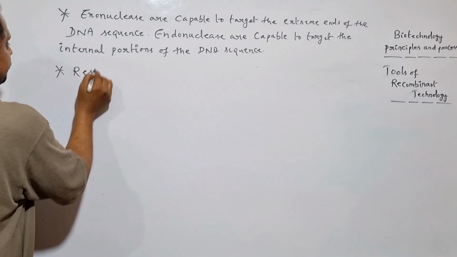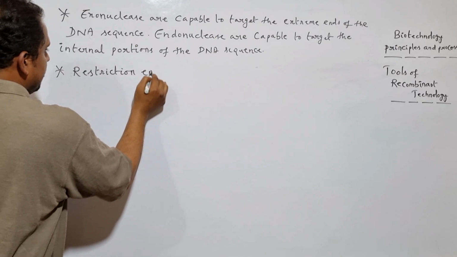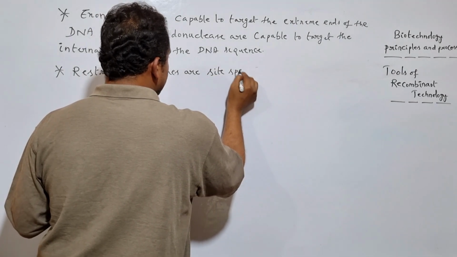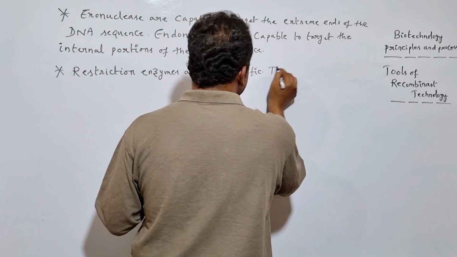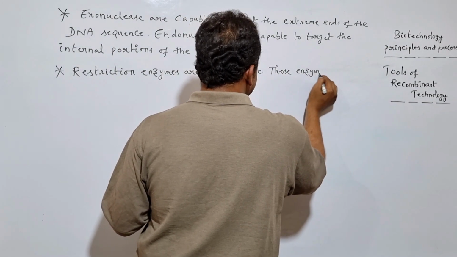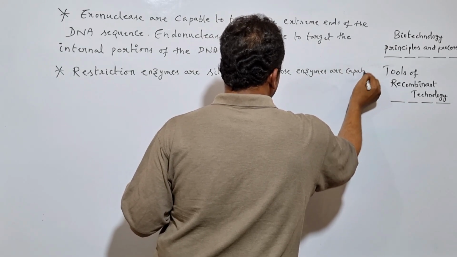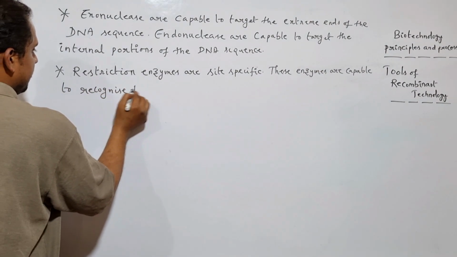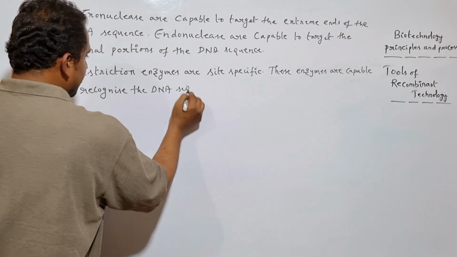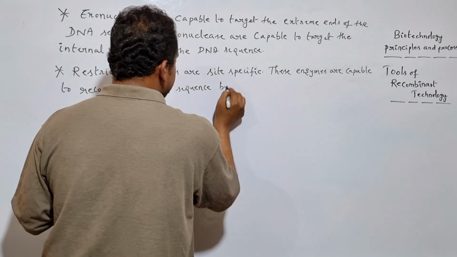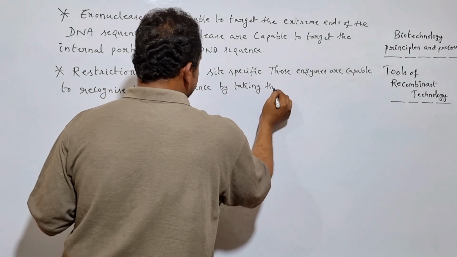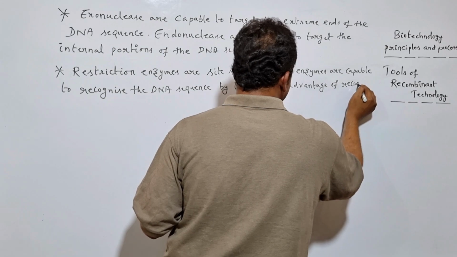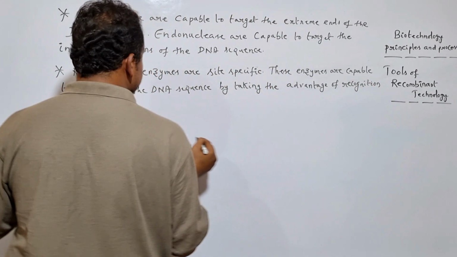Restriction enzymes are site-specific. These enzymes are capable to recognize the DNA sequence by taking the advantage of recognition sequence, right?